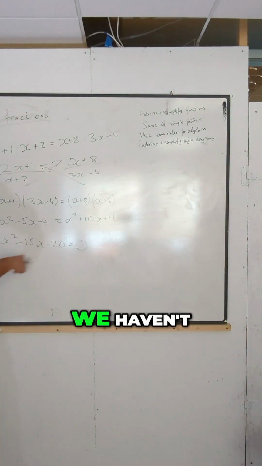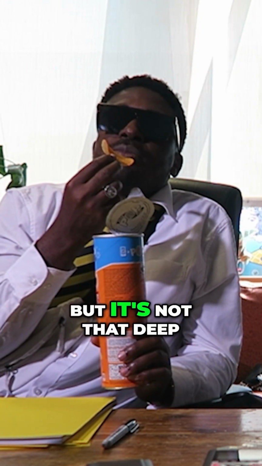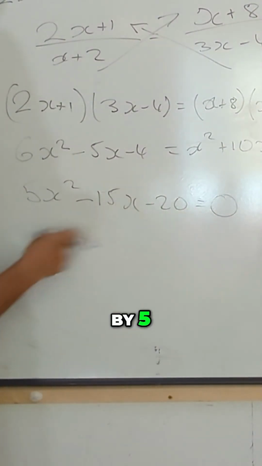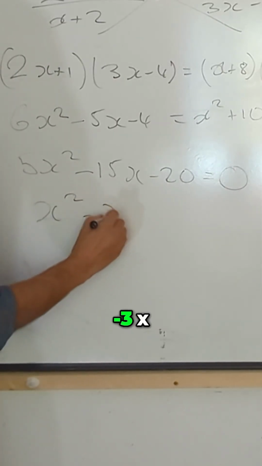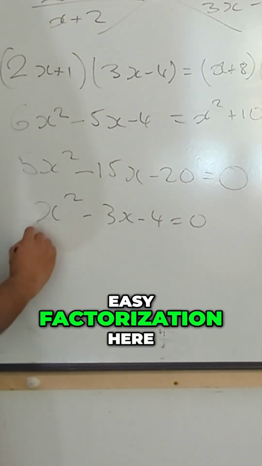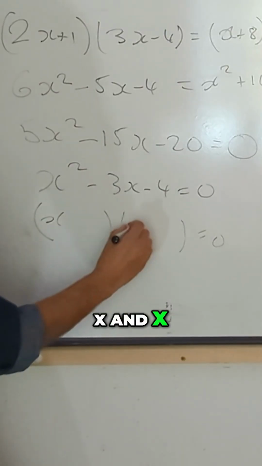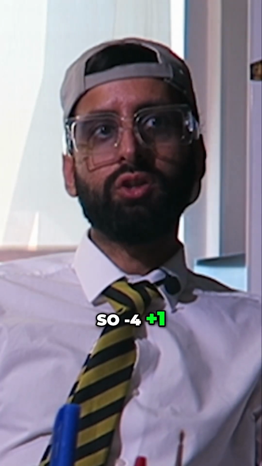So this is something we didn't deal with in our previous quadratic video, but it's not that deep. Everything here is divisible by 5, so we just divide it by 5. Divide 0 by 5 on the other side. x squared minus 3x minus 4 equals 0. Nice easy factorization here. x and x, obviously, it's going to be a 4 and a 1 times by that. So minus 4 plus 1.